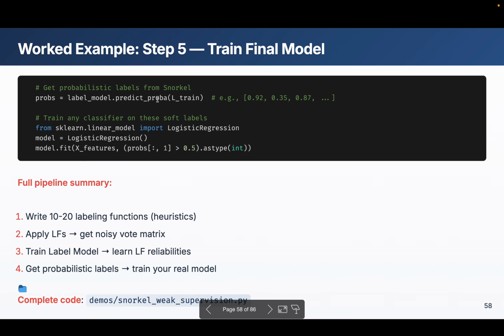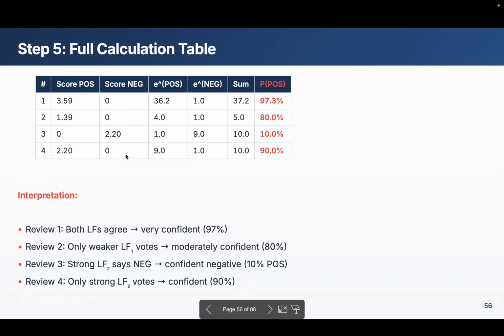Okay. So finally, when we want to train, we can make use of these soft labels. We could also just do a simple binarization of them. Greater than 50%, the label is positive. Less than 50%, the label is negative. You can just do some hard thresholding on this.